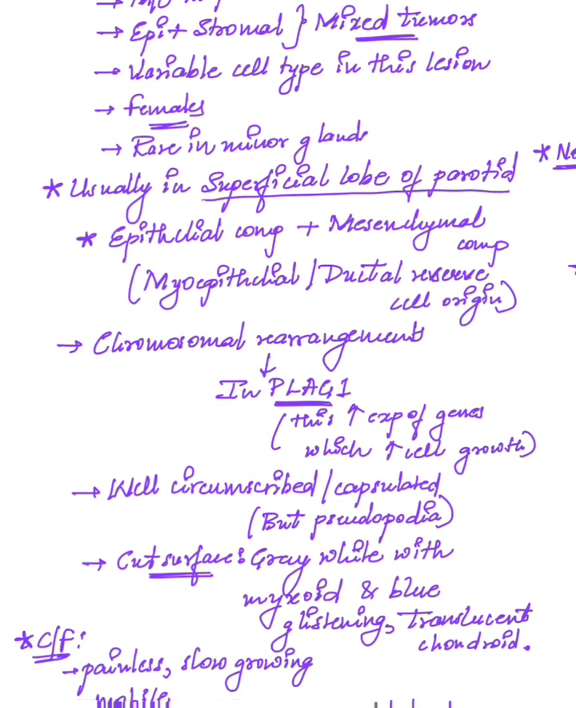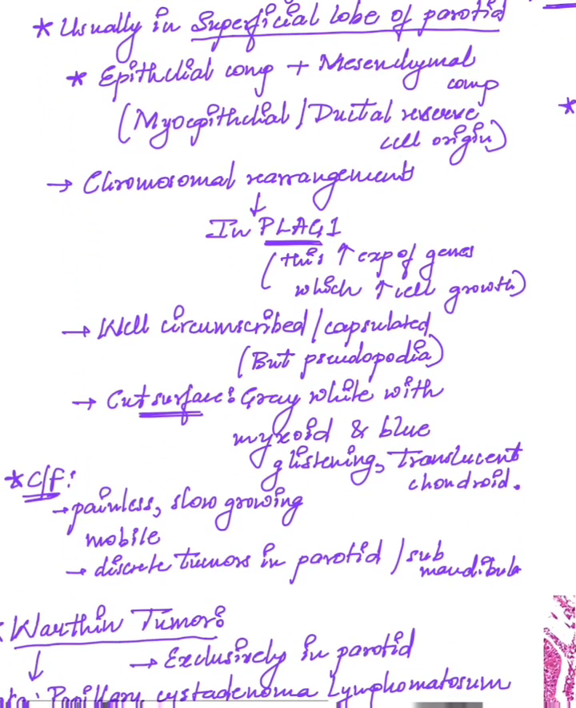It is usually present in the superficial lobe of the parotid gland. It is known as a mixed tumor because it is comprised of both epithelial components and mesenchymal components, of myoepithelial or ductal reserve cell origin. The main important part is the chromosomal rearrangements in the PLAG1 gene.